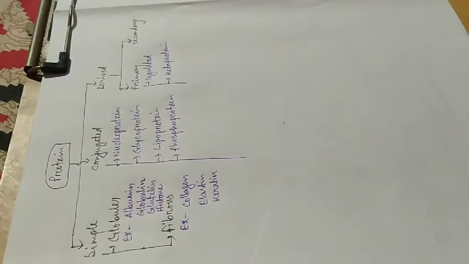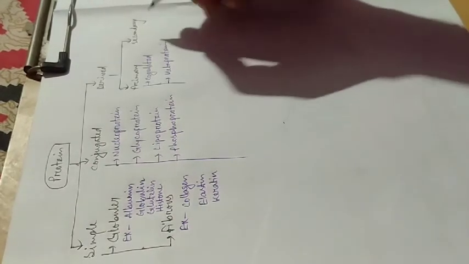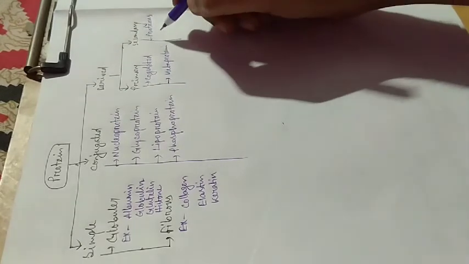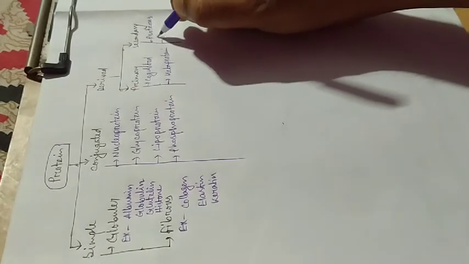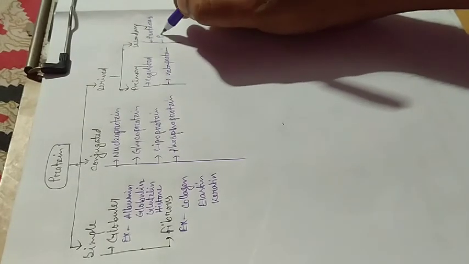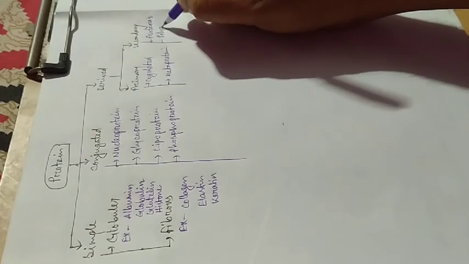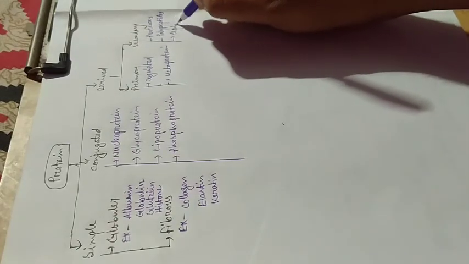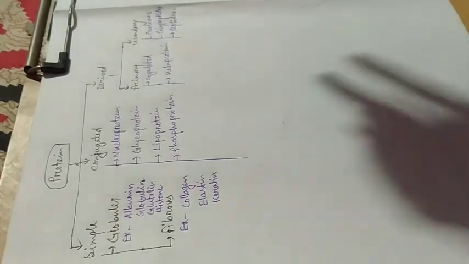And secondary derived proteins are those which are progressive hydrolytic products of protein hydrolysis. As examples, proteoses, peptones, polypeptides, and peptides are the secondary derived proteins.